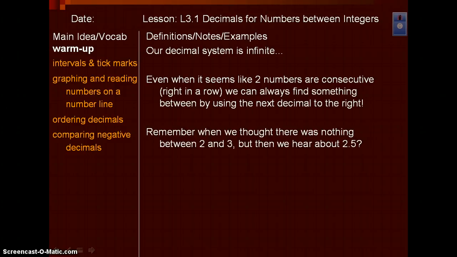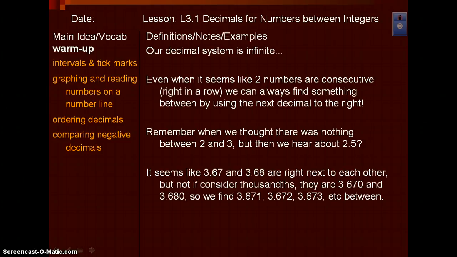For example, when we were in elementary school, it was 1, 2, 3. There was nothing in between those two. But then we heard about 2.5, 2.6. We found the tenths place, so we were able to find some numbers in between. At some point in time, it might seem like 3 and 67 hundredths is right next to 3 and 68 hundredths, but not if we consider the thousandths place. Then we've really got 3 and 670 thousandths, 3 and 680 thousandths. So we've got 3 and 671 thousandths, 3 and 672 thousandths, 3 and 673 thousandths, etc. in between. Every time we add a decimal place to the right, we can always find a number in between.